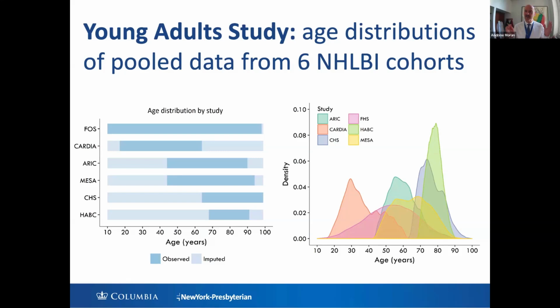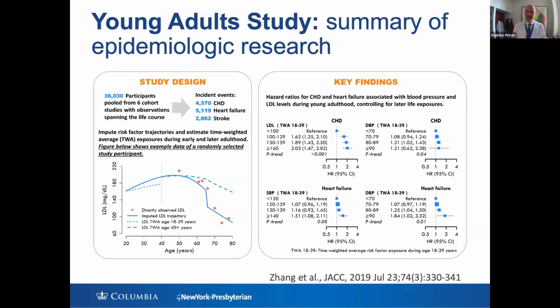Most of these cohorts had a limited part of the lifespan where they observed people. So we pooled all these cohorts together, and this is how it all came together. You can see on the left panel the study design in terms of the number of participants, the numbers of cardiovascular events that were gathered by these studies. And what we did was use mixed models to estimate an exposure trajectory or history for every individual in this cohort, regardless of what age they entered.